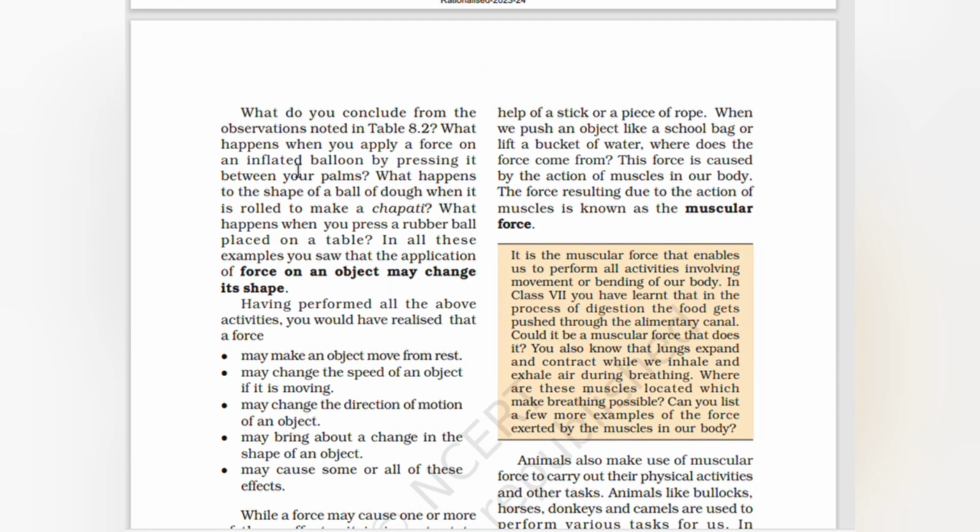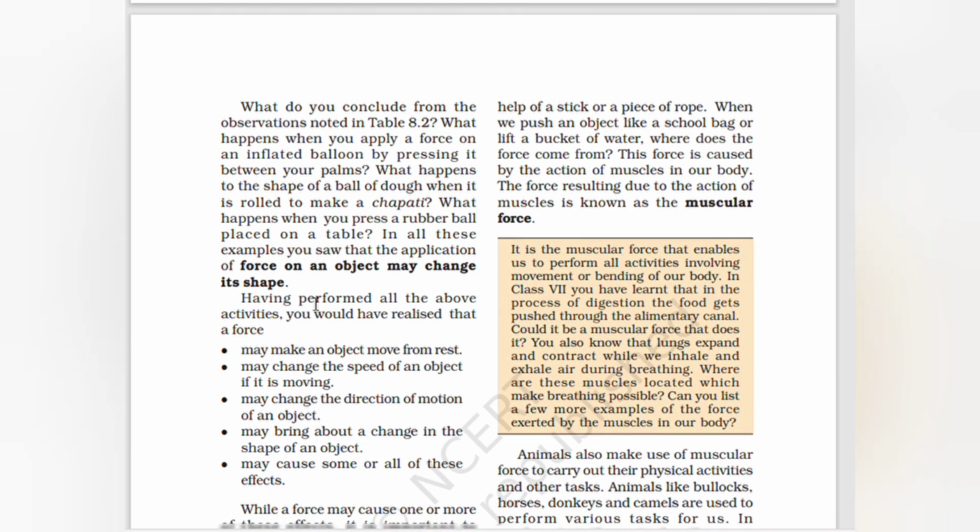What do you conclude from the observations? What happens when you apply a force on an inflated balloon by pressing it between your palms? What happened to the shape of a ball of dough when it is rolled to make a chapati? What happens when you press a rubber ball placed on a table? In all these examples, you saw that the application of force on an object may change its shape.